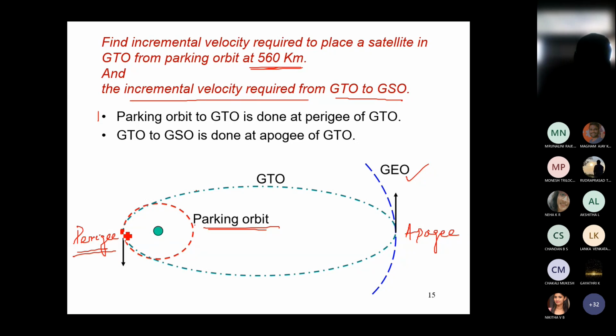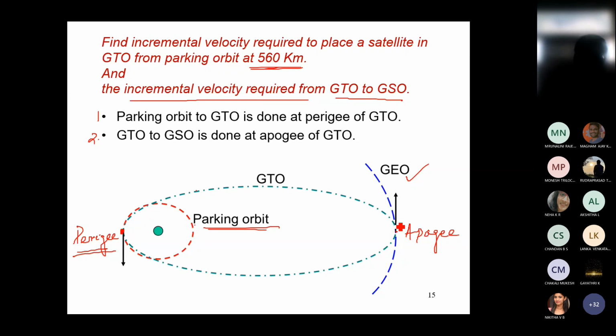So if you want to change the orbit of the satellite, we have to increase the velocity of the satellite at this point by that amount so that the orbit will be changed. Got the point? Similarly, in the second stage, when we want to change the orbit of the satellite from GTO to GSO, it is done at apogee, because apogee is the point which is common between the GTO orbit and the GSO or GEO orbit. So the orbital change happens at the apogee point.